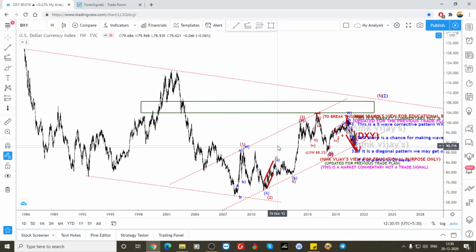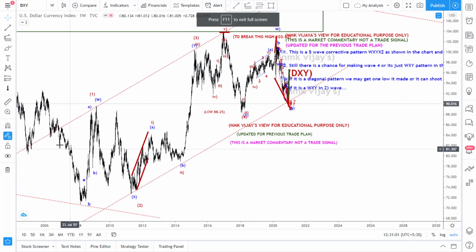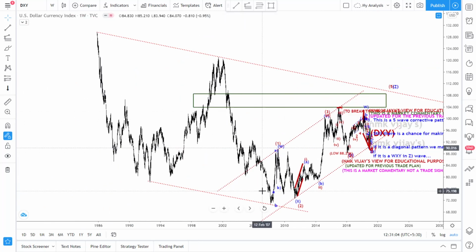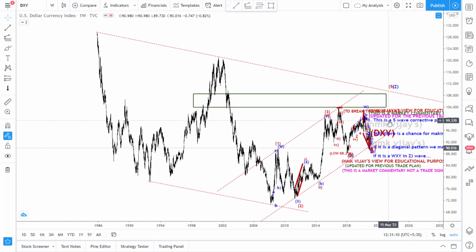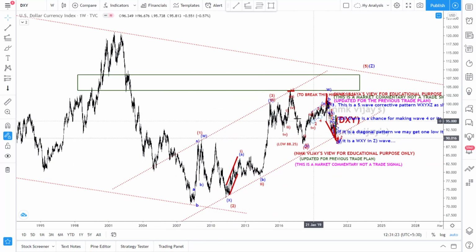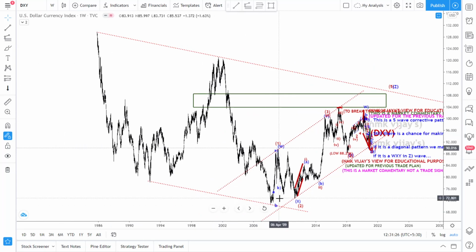So this is the DXY, the dollar index pair. I already showed you this several times, so I will explain only the positional view in detail. This is A, B and C. This three-wave structure is completed, and now after it, it could turn bullish, or it could be another connecting wave for further downside. So now we are in the connecting wave structure, or it could be a bullish scenario also.